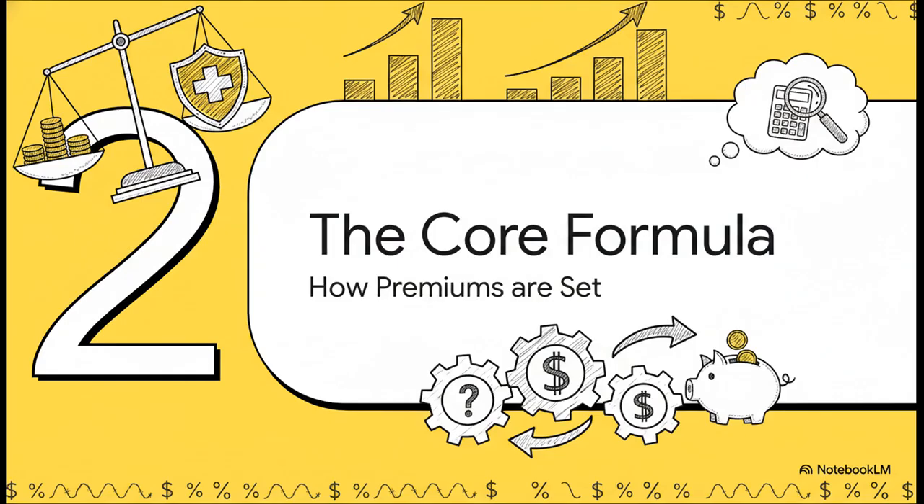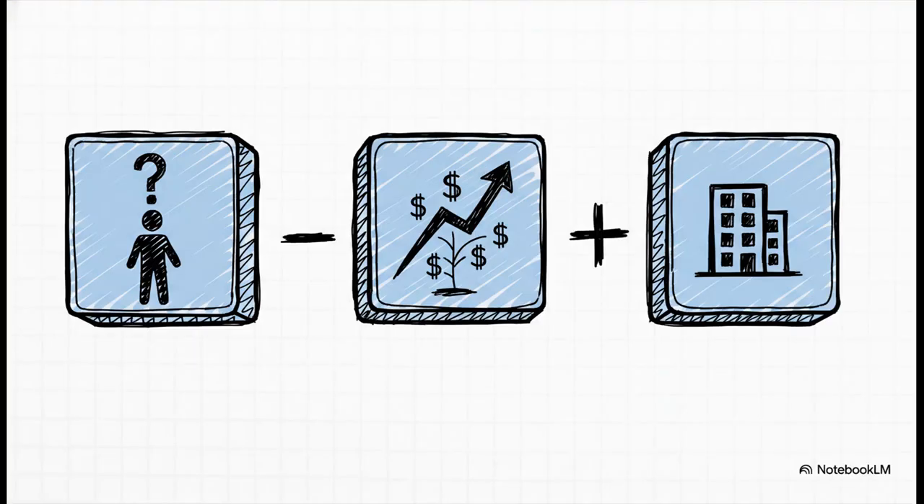Okay, so now for the main event, the actual formula that insurance companies use to figure out how much you're going to pay in the first place. And this is it. It looks simple, doesn't it? But these three words are the fundamental building blocks of every health insurance premium out there. Morbidity minus interest plus expenses. Let's break down what each of these really means.